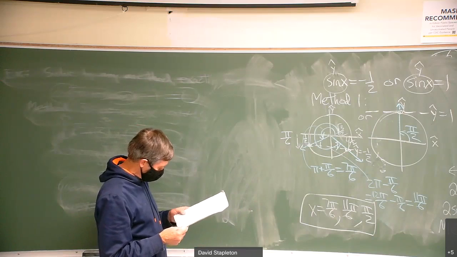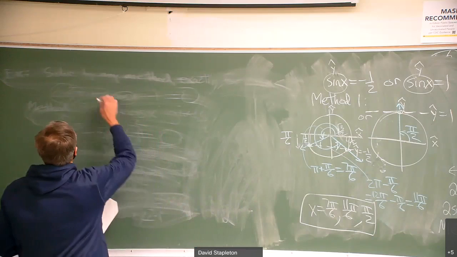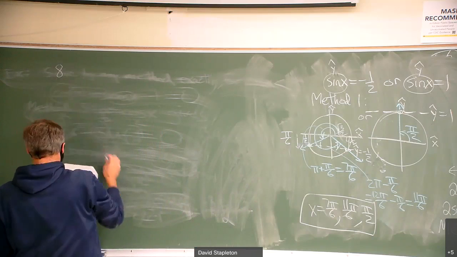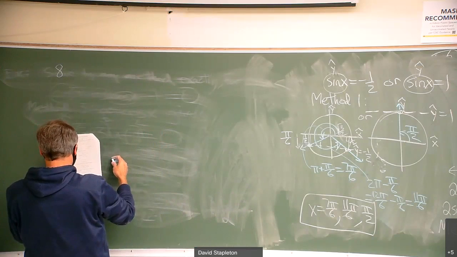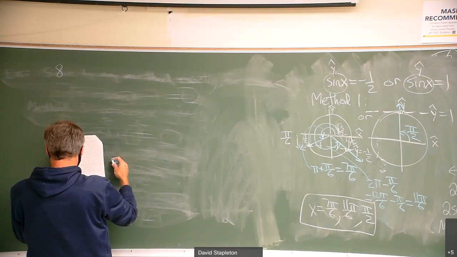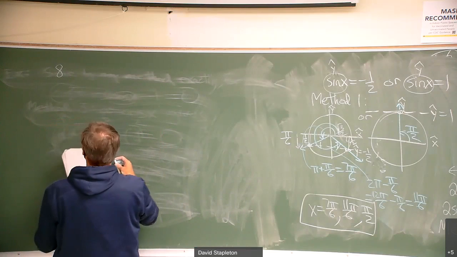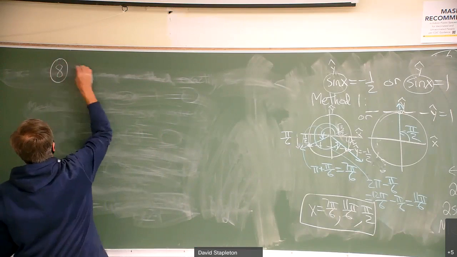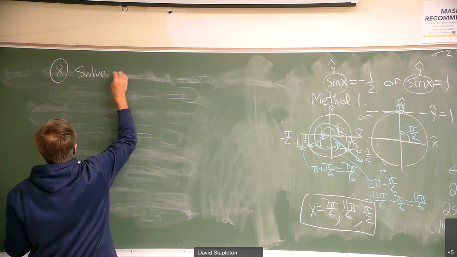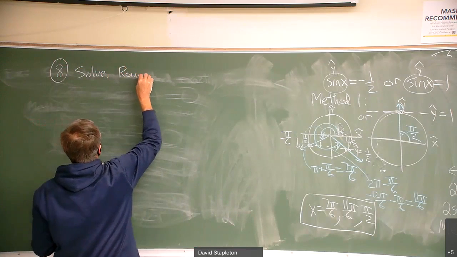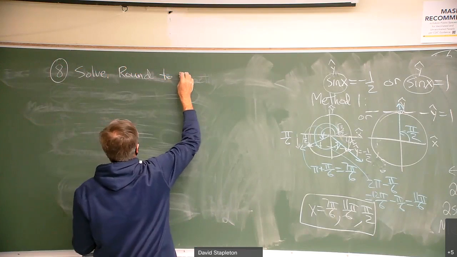All right, now I want to look at number 8. It's the last problem on here. It says, use a calculator to find the value in the interval 0 to 2 pi, rounded to 2 decimal places. So solve, rounded to 2 places after the decimal point.